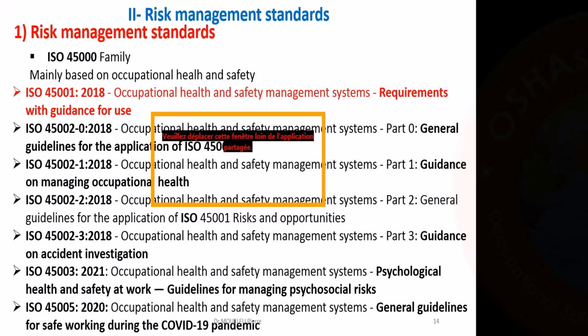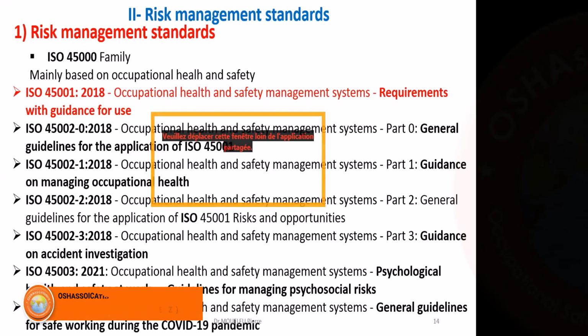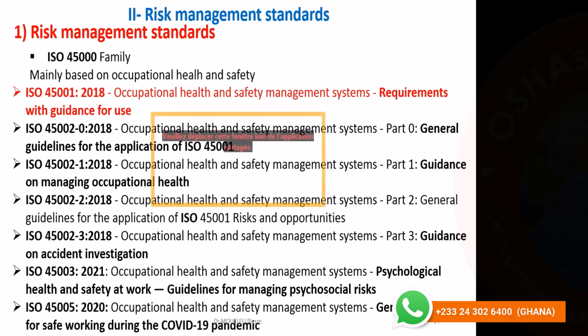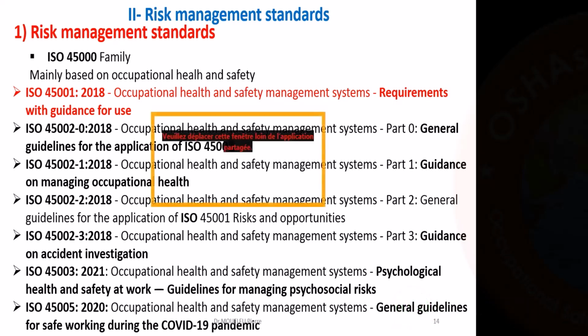We have 45002 first part that is based on the guidance on managing occupational health. We have second part, general guidelines for the application of ISO 45001, risk and opportunities. We have 45002 third part, with the guidance on accident investigations. So you can decide to emphasize accident investigations, and you can be one of the references in your country in terms of accident investigation. And the report you produce at that moment can have more value than what the policeman or the armed man will produce.